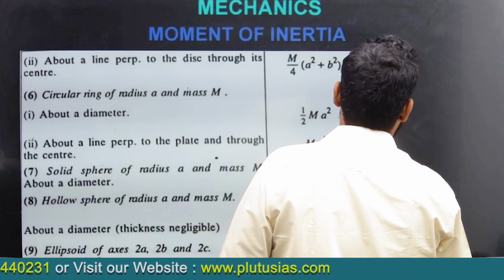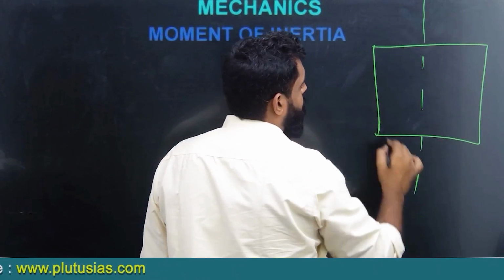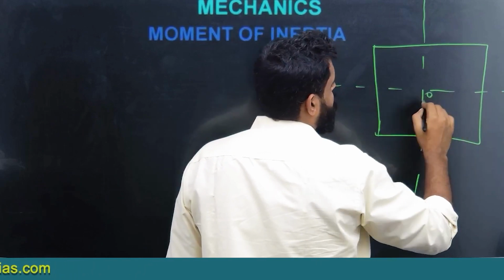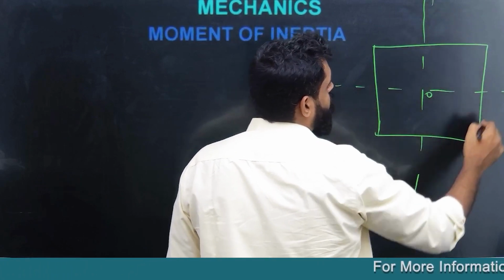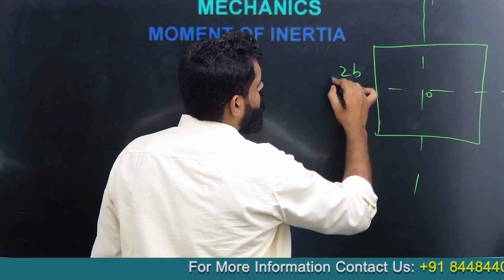Okay, so what do we do here? Suppose this is a rectangle and this passes through the center. This is OY, this is OX. Okay, and suppose this side is 2B and this is 2A.